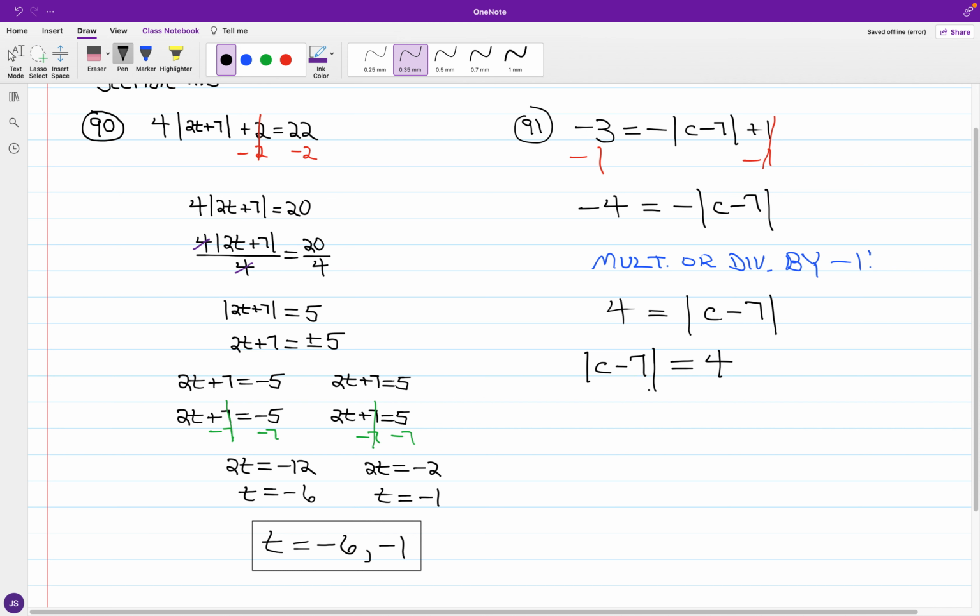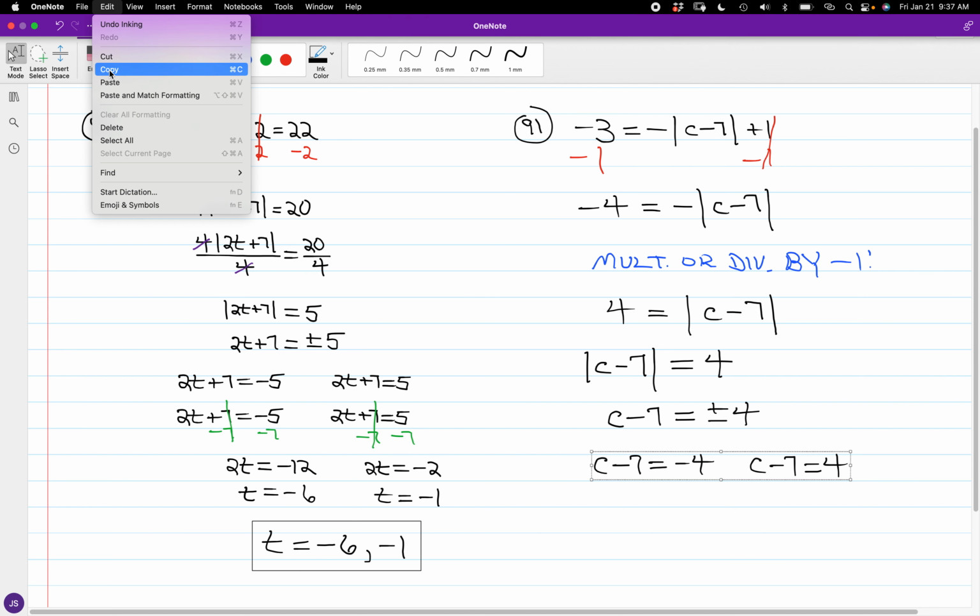Two amounts with an absolute value of 4 will be 4 and negative 4. Removing the absolute value bars, c minus 7 could be either 4 or negative 4. So for the equations, at the lower end we have c minus 7 is equal to negative 4, and at the upper end we have that c minus 7 is equal to 4.